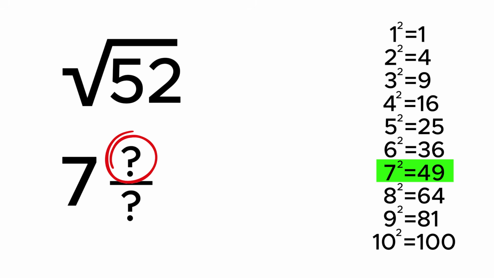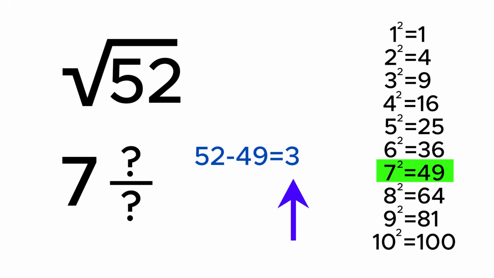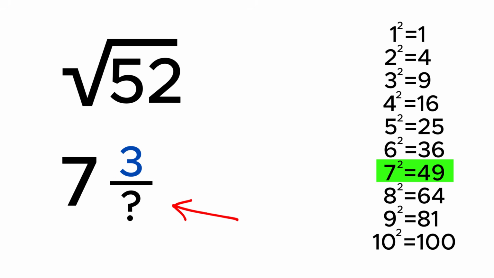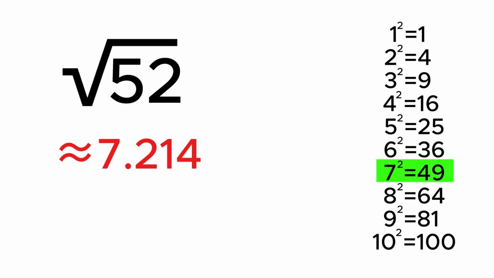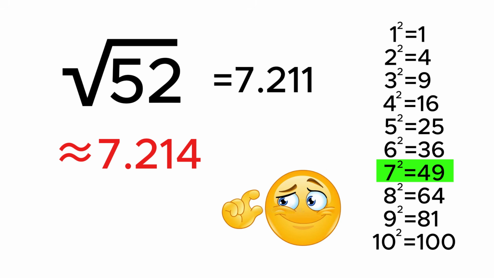To find the numerator of this fraction, we need to find the difference between 52 and 49, which is 3. To find the denominator, just take 7 and double it, which is 14. Our final answer to the square root of 52 is 7 plus 3 over 14, which is approximately 7.214. The actual value of the square root of 52 is 7.211, which is really close.